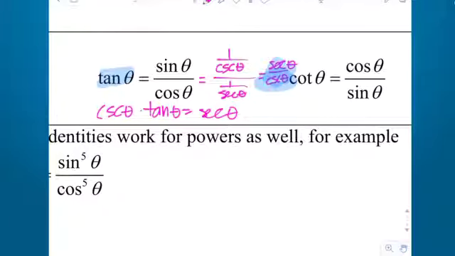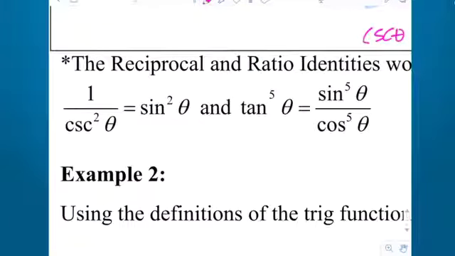All right? Now here's what's cool about both the reciprocal and the ratio identities. They work for any power, all right?